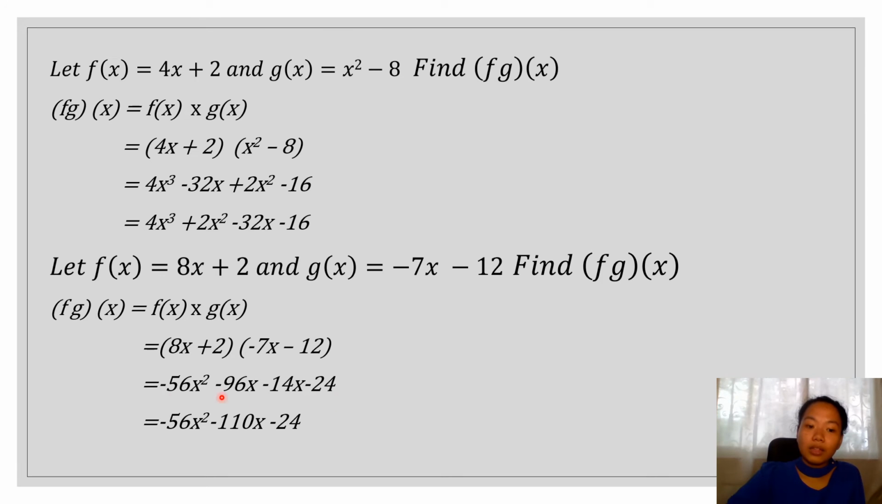So after that, we simply combine like terms. So the answer is negative 56x squared minus 110x minus 24. Okay?